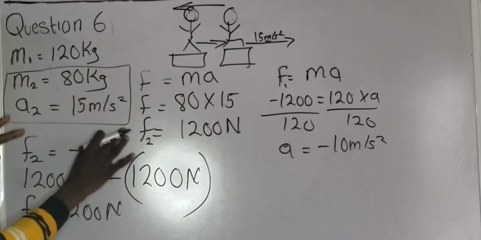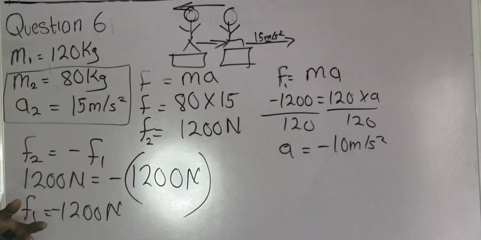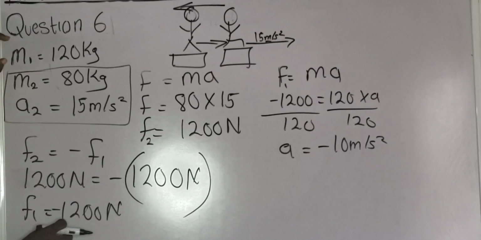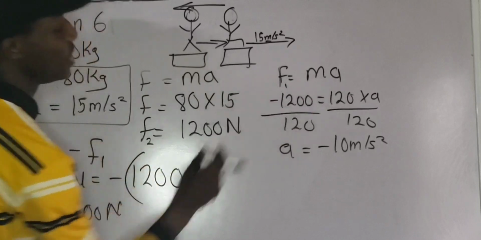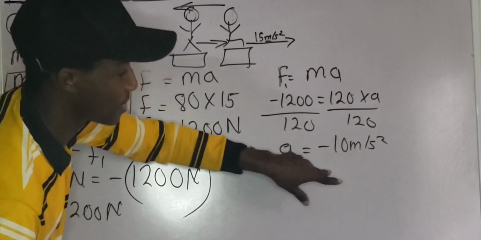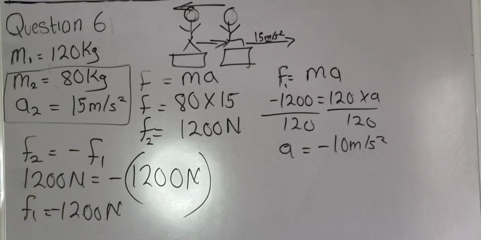First, calculate the force of the second skater, which is 80 kg. Then from that force, according to Newton's third law of motion, every action has an equal but opposite reaction. You are going to get the value of F1, which is the force of the first skater. That's how I got there. Then after that, I used Newton's second law of motion to calculate the acceleration, and I got negative 10 meter per second squared. Do you understand?